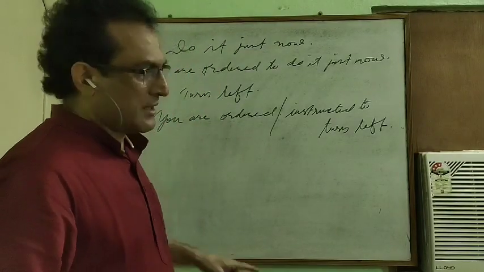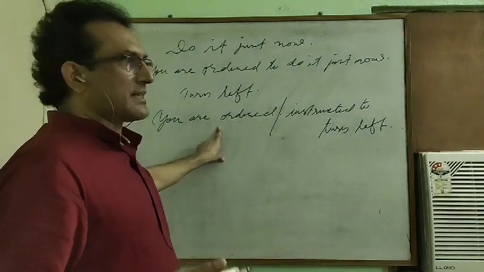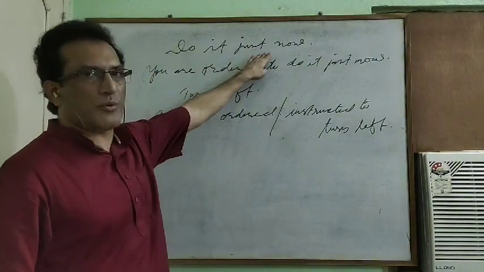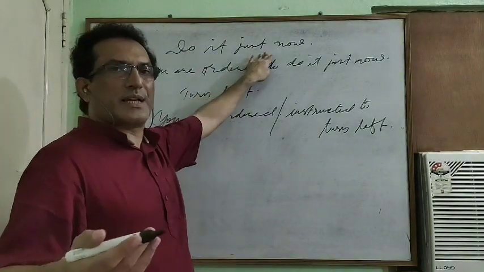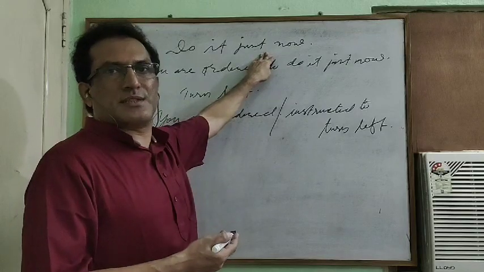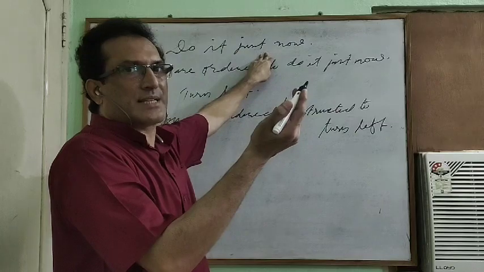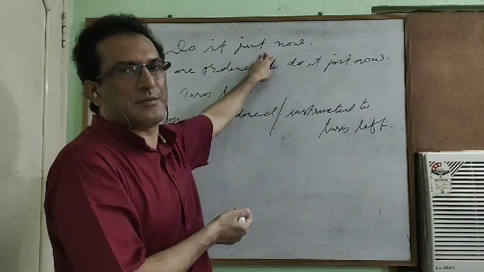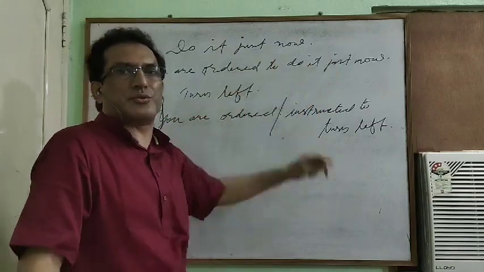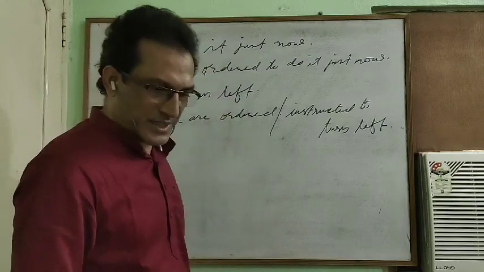In this case, very often we get confused, since there is no object, because the normal way is that the object of the active becomes the subject of the passive. Since there is no object, how do we change that into passive? So these are the ways.